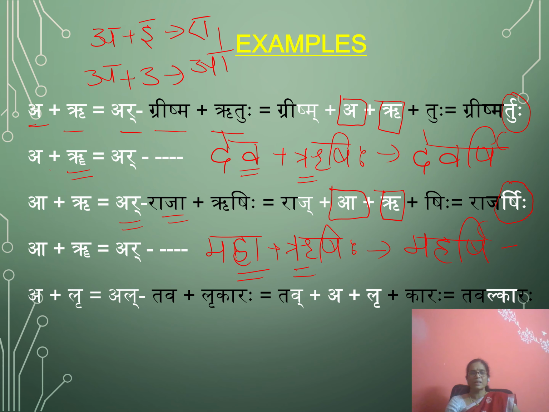Now a plus lru. The combination of a and lru is equal to al. So, Tava plus Lrkaraha. Here the first word ended with a, the second word started with lru. Then Tavalkaraha. There are no other examples with lru; only this example is available. With this we completed Guna Sandhi. I hope all of you understood clearly.